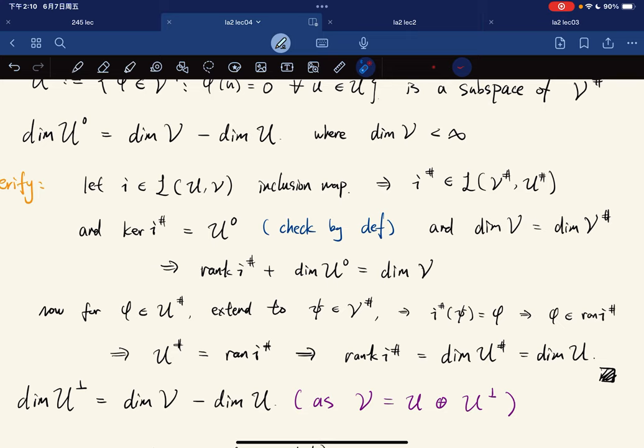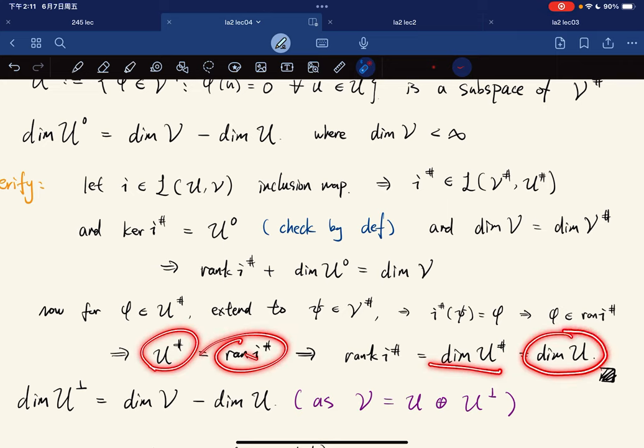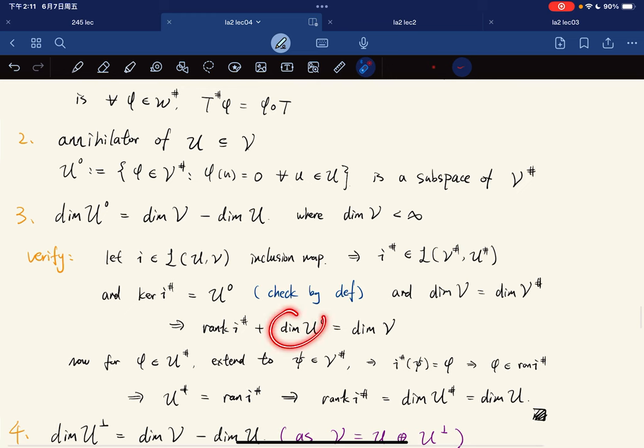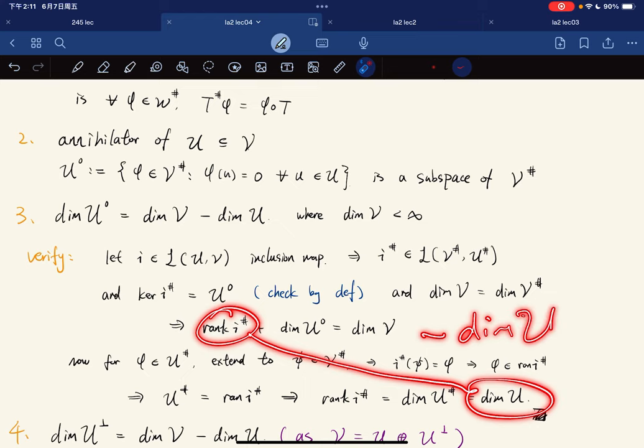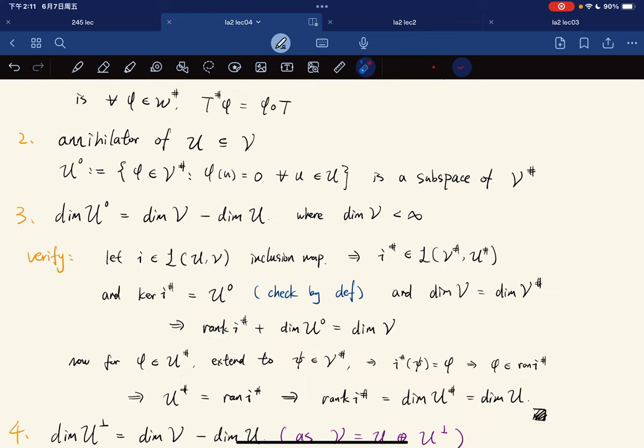So this we can extend to this, which means that we have this relation, right? Which means that U star is equal to the range of I star. We proved this, and we obviously have this, right? So the rank of this is equal to the dimension of U star, which is the dimension of U. Right, so we put this in, so we have that this is equal to the dimension of V minus the dimension of U. Oof. Yes, we're good.